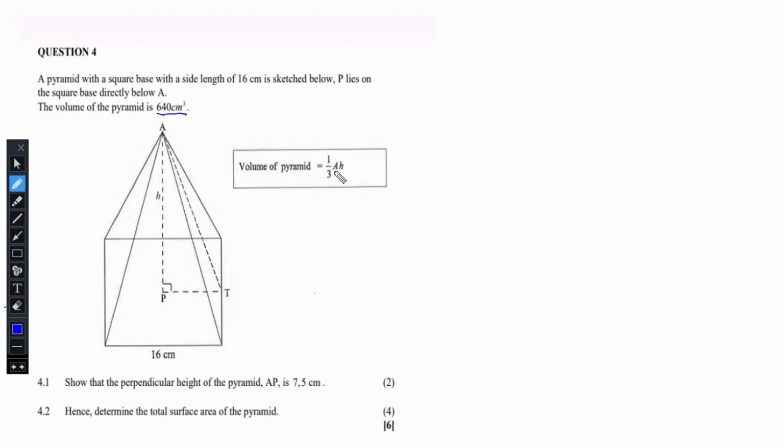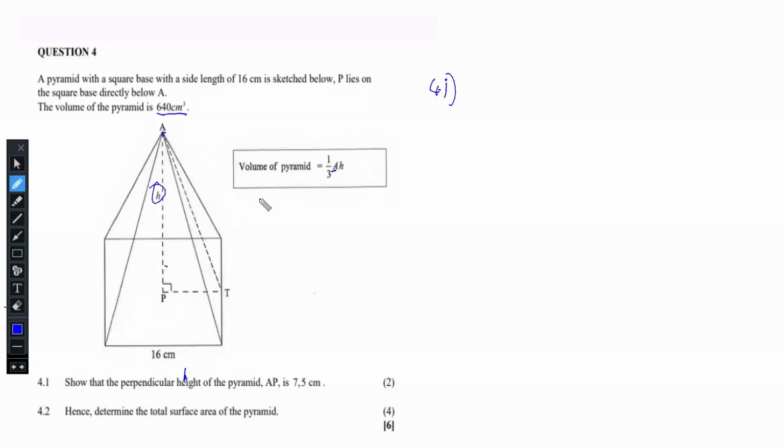It's 1 over 3 times the area of the base, obviously, as we know, and then multiply by the perpendicular height. And then 4.1: show that the perpendicular height, which is your h, of the pyramid AP is 7.5 centimeters. So your AP represents h. Okay, so easy peasy, it's even 2 marks.